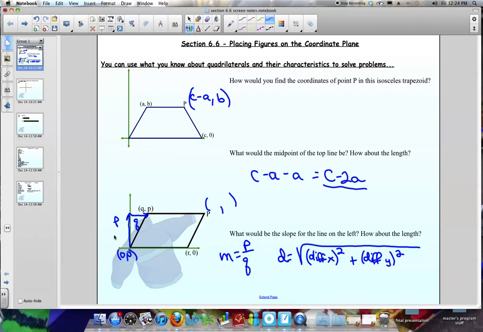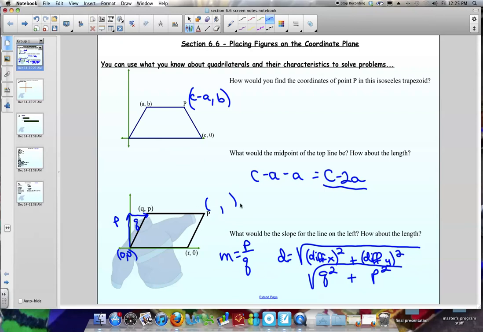The difference between my x's, between 0 and Q, is Q. The difference between my y's would be the difference between 0 and P, which would be P. So I would square them, Q squared plus P squared, and then I would take the square root of that. So the length of this side would be the square root of Q squared plus P squared. That would be the length of this segment.